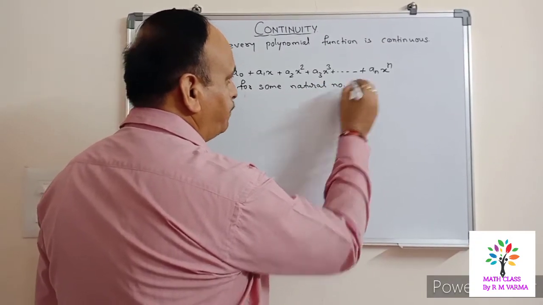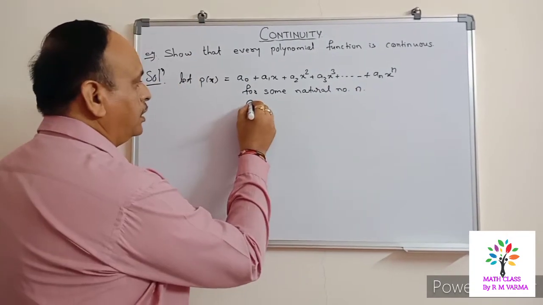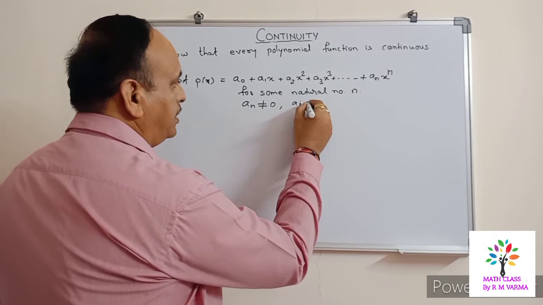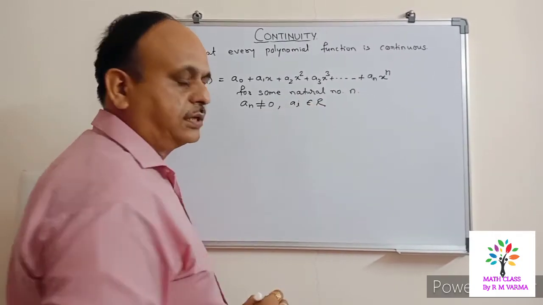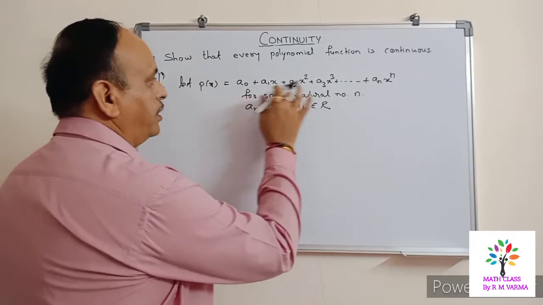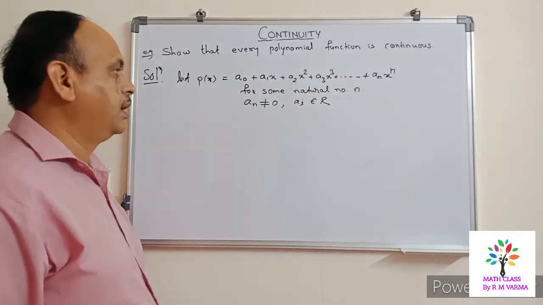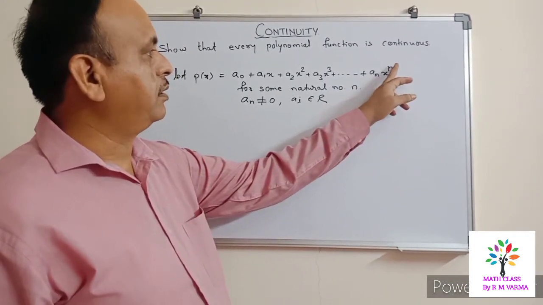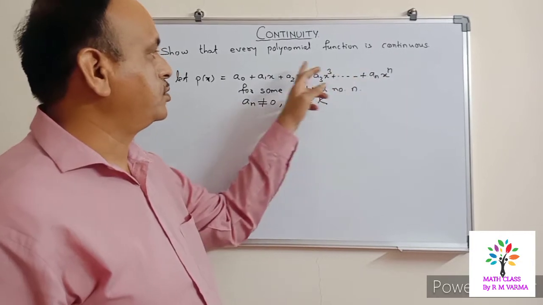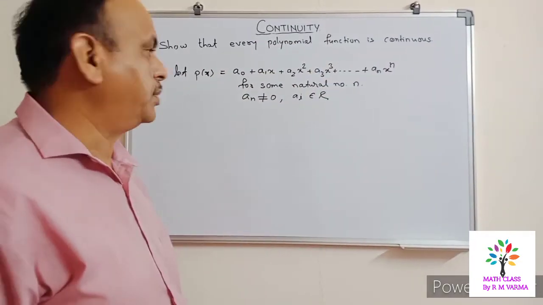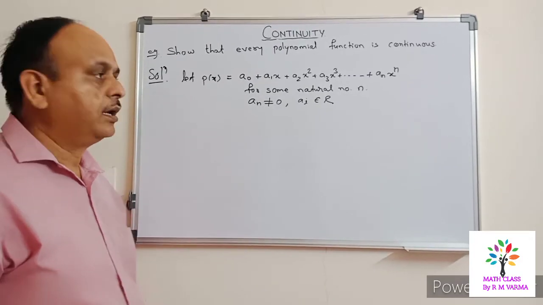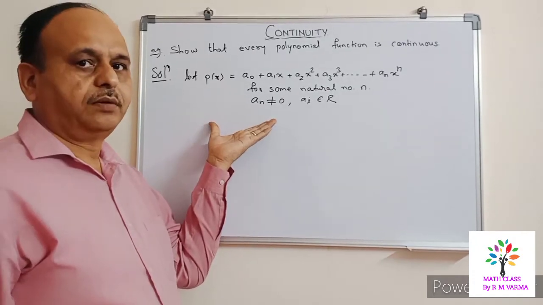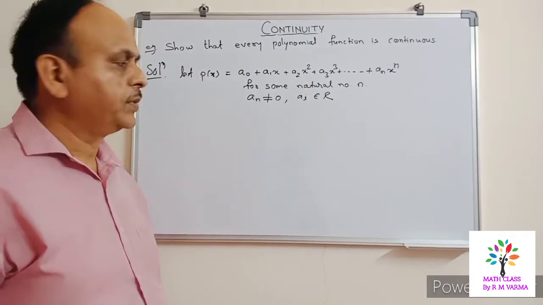Natural number n. Here an is not equal to 0 and ai belongs to R, that is real numbers, that is a0, a1, a2 are real numbers, and an, the last coefficient, is not 0, and x raised to n, x raised to 3, x raised to 2 are all natural number powers. So this is the general form of a polynomial. Now in this general form, these polynomial functions on real numbers are defined on all real numbers.